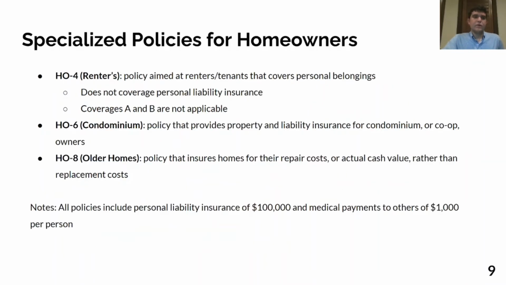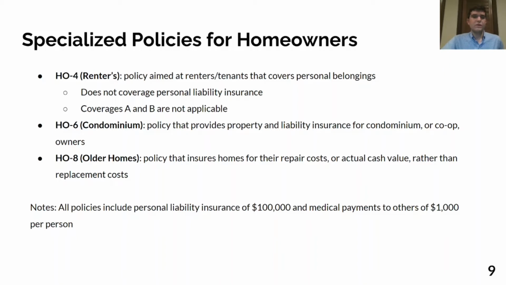And now moving on to the specialized policies for homeowners, this would include renters form, which would be a policy aimed at renters or tenants that covers personal belongings, however it does not offer personal liability insurance. And since they are renting a space and not actually owning the home, coverages A and B are not applicable in this case. Next, we have condominium, which is a policy that provides property and liability insurance for condominium or co-op owners.